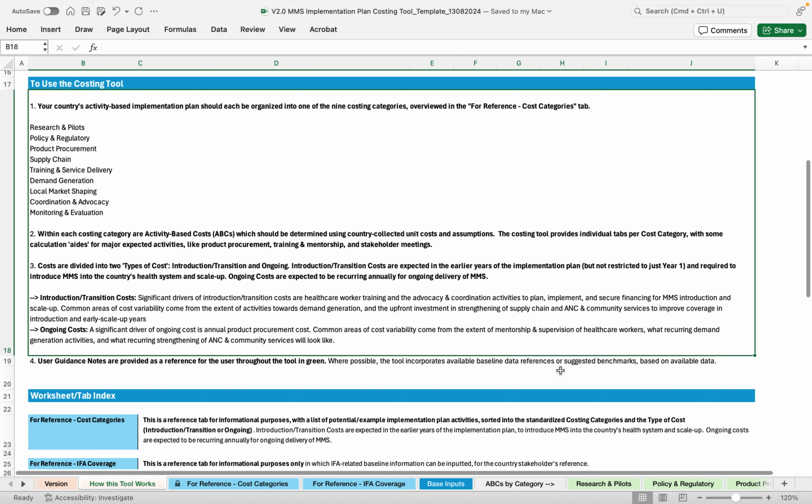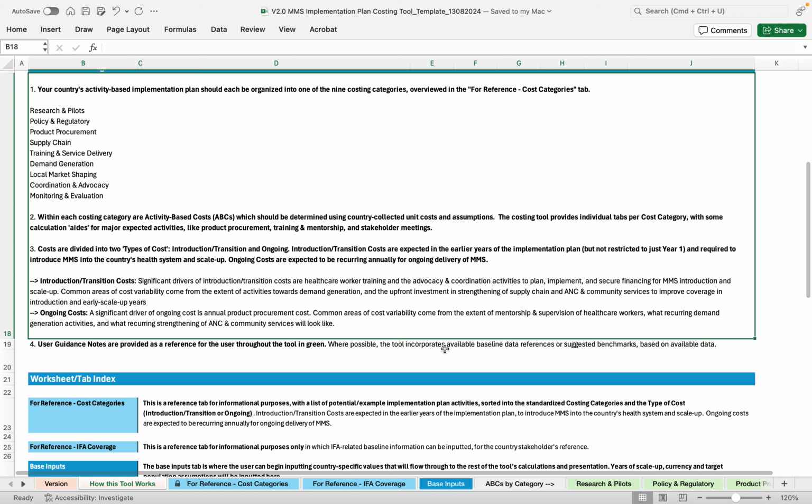Costs are also divided into types of costs: introduction, transition, and ongoing. So introduction transition costs are expected in the earlier years of the implementation plan, although they do not have to be just in year 1. And these type of costs are required to introduce MMS into the country's health system and for scale up. Ongoing costs are expected to be recurring annually for ongoing delivery of MMS. And there's a bit more detail and examples of what those might mean there.